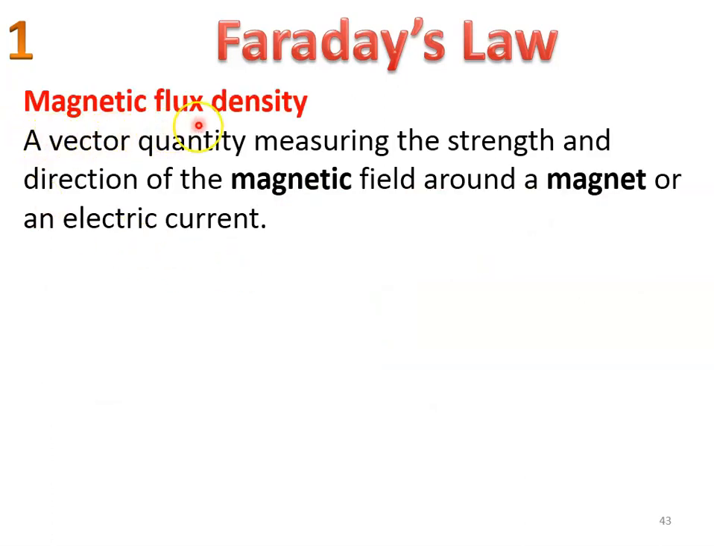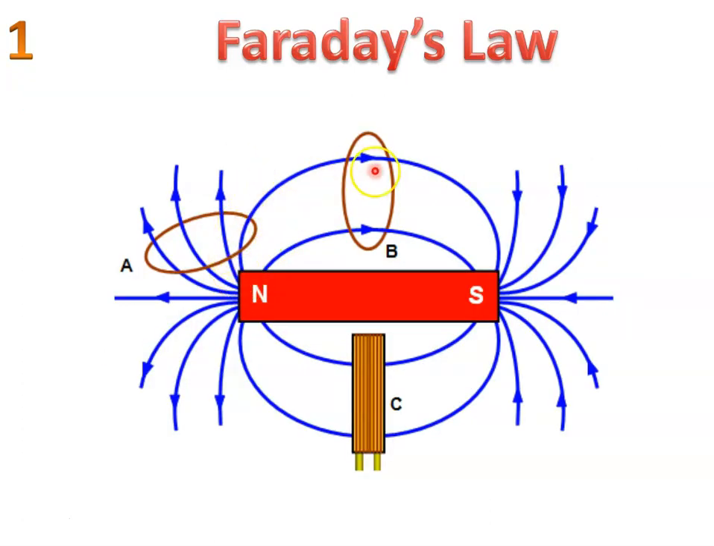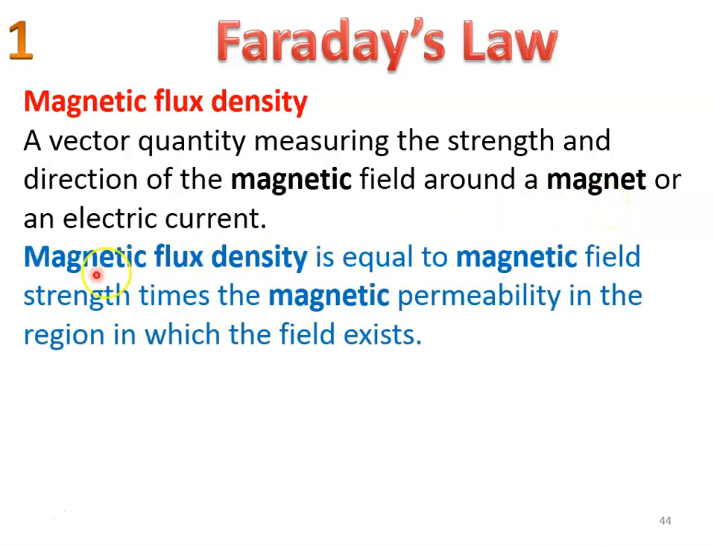Now, magnetic flux density I would like to define at this point of time. It is a vector quantity. Here you can see that there is a direction associated, starting from the N pole and terminating upon the S pole. So, magnetic flux density is a vector quantity measuring the strength and the direction of the magnetic field around a bar magnet or electromagnet. Magnetic flux density is equal to magnetic field strength times magnetic permeability in the region in which the field is existing.